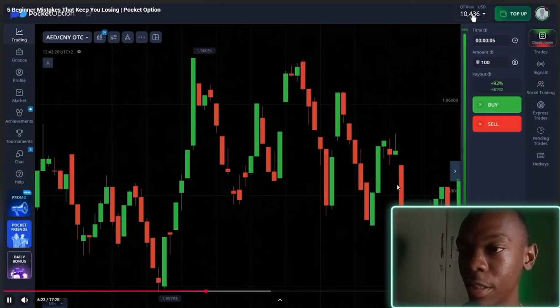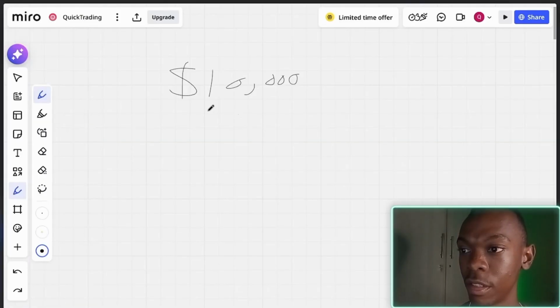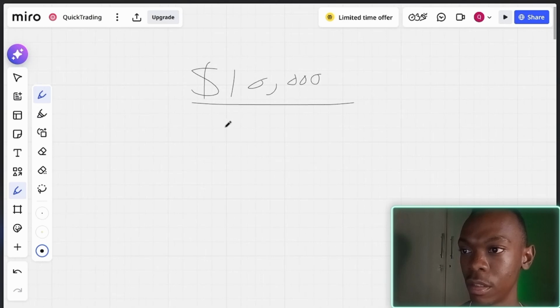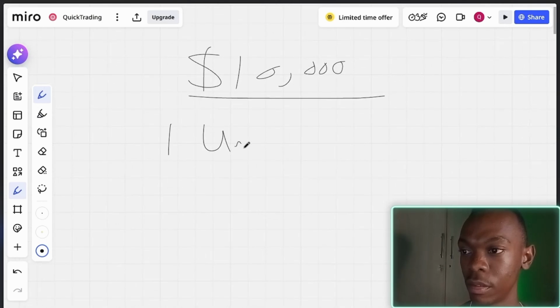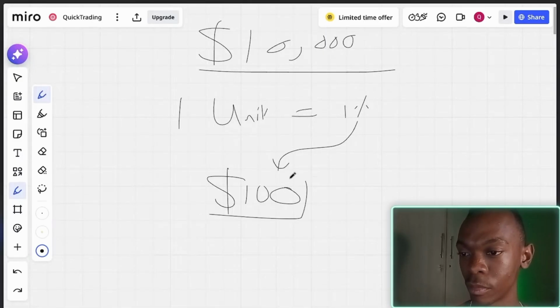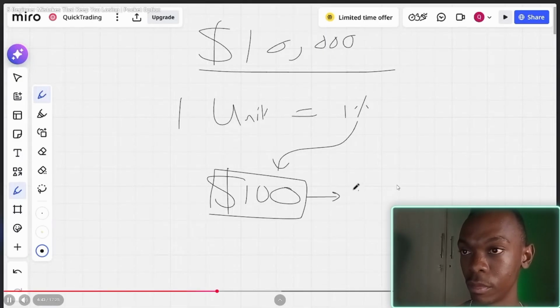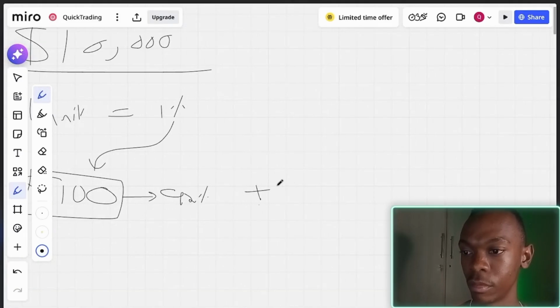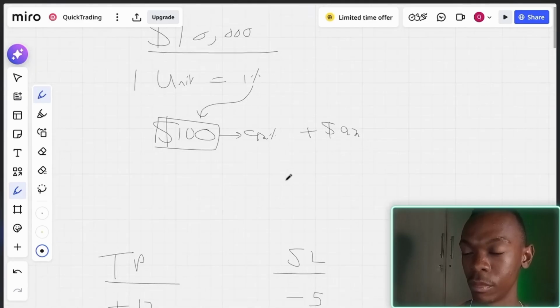And I'm currently already up $436 after the first day. But you can see here, for a $10,000 account, 1 unit basically just equals 1%. That is all that it is. And that 1% is your trade size. So for example, we would be doing $100 as a 1 unit trade size, and therefore the win that we get on it would be a 92% payout, which would obviously be plus $92. Now we can take that and multiply that into our parameters.